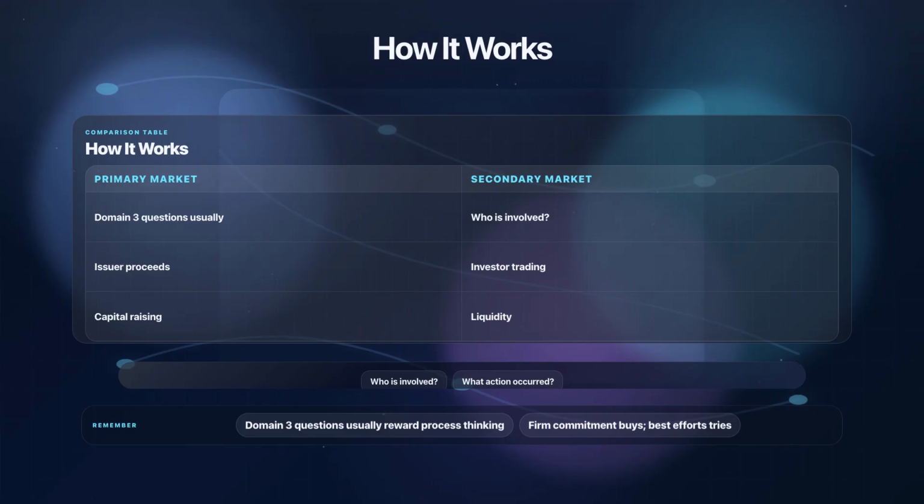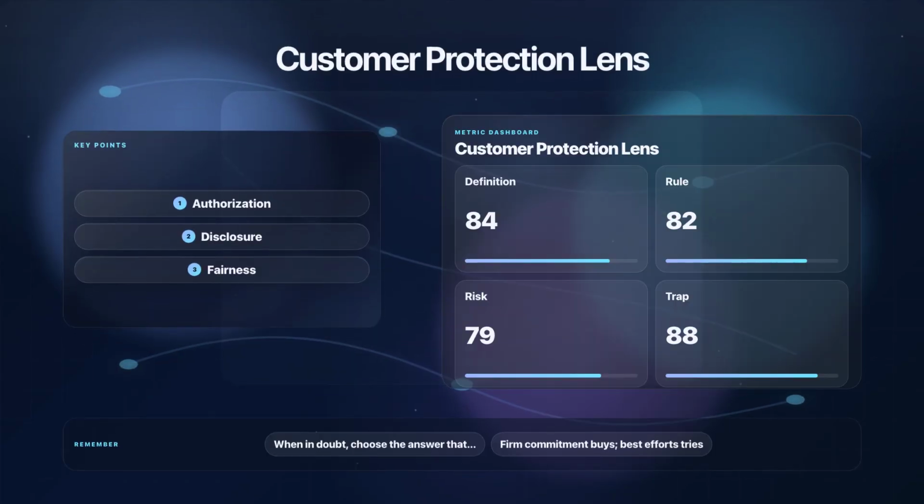Do not study firm commitment versus best efforts underwriting as an isolated definition. Ask what happened first, who acted next, whether the customer authorized it, what the firm must record, and whether a supervisor or compliance department should be involved. This process view helps you avoid answers that sound convenient but violate the rule or ignore customer protection.